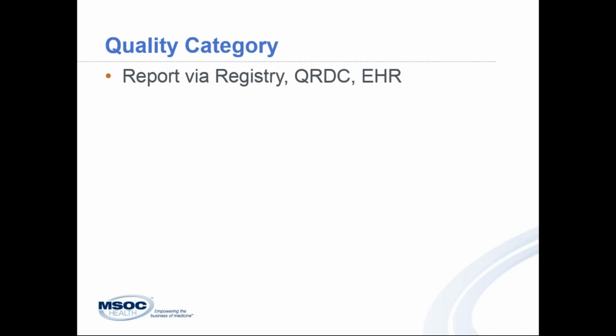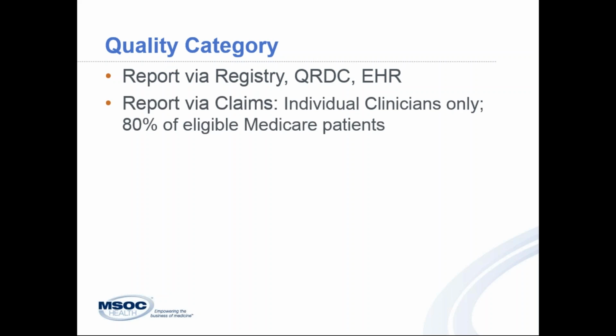So your quality category, you will report the data via registry or via qualified clinical data repository. I keep needing to change that. It's kind of backwards. Or by your EHR. These are all ways that you can report PQRS measures today, and they remain pretty much the same. You can also report via claims, as you can PQRS today. Much like PQRS, you cannot report as a group via claims.